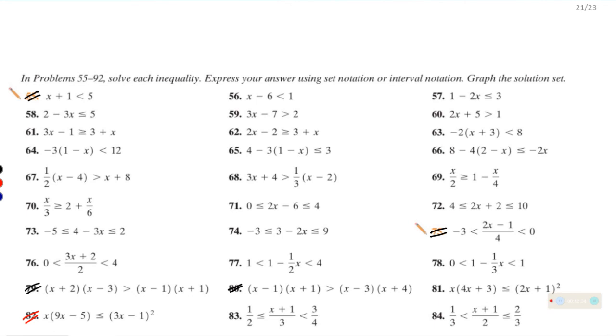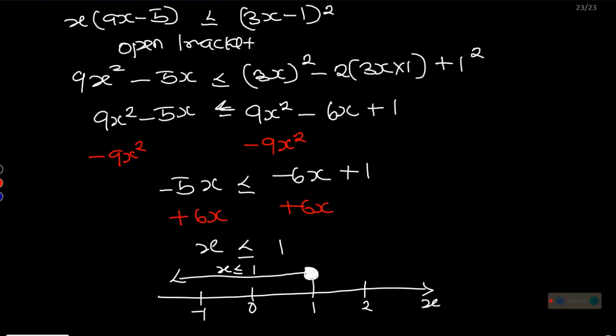So you can try the remaining exercises, and then see you in the next class. We'll be discussing applications of inequality and absolute value inequality. Bye.